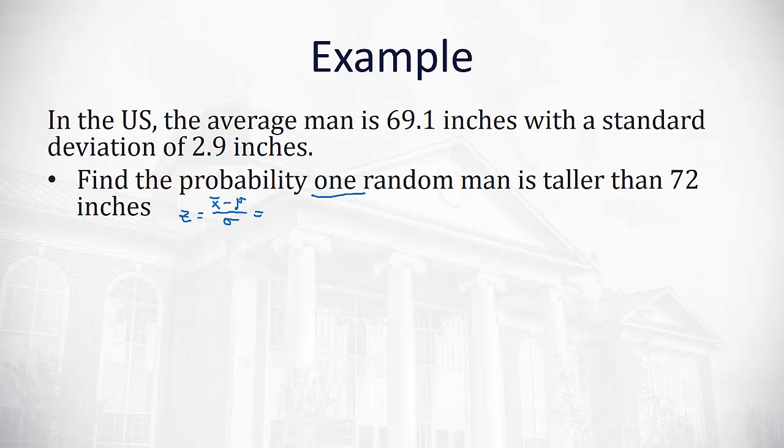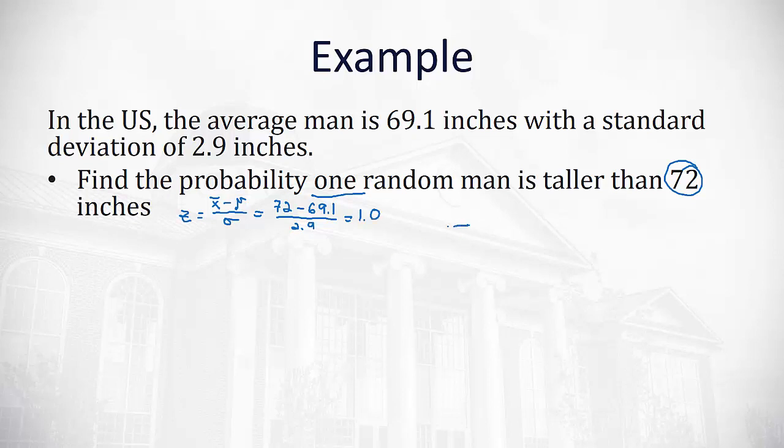So the x value that we're interested in here is 72 inches, minus the mean of the population, which is 69.1, divided by the standard deviation of the population, which is 2.9, to give us our z value. So we can calculate that on our calculator, 72 minus 69.1. I always like to do it in two steps. Hit equals, divided by 2.9, and we end up with 1.